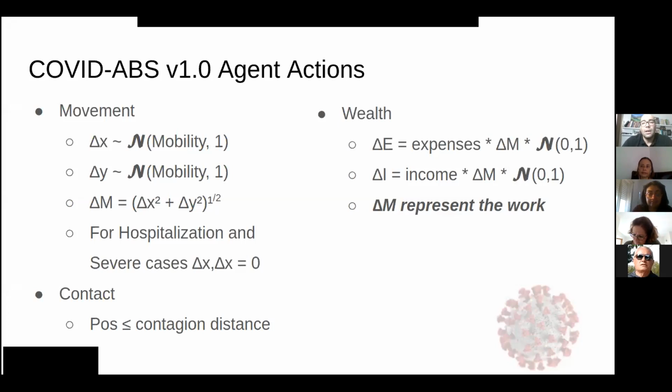Also, we have the amount of movement of each agent, and the expenses and the incomes of the agents are a function of the amount of movement of the agent. So the amount of movement, the delta M, represents the work. So an agent that has great mobility also performs a lot of work, okay?